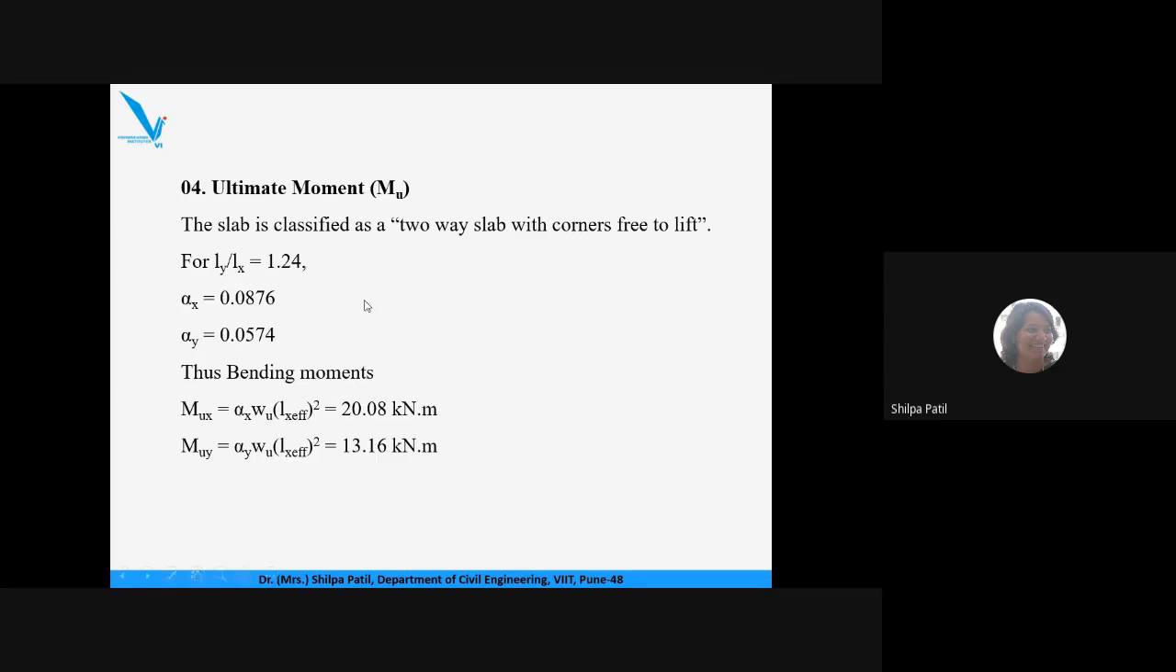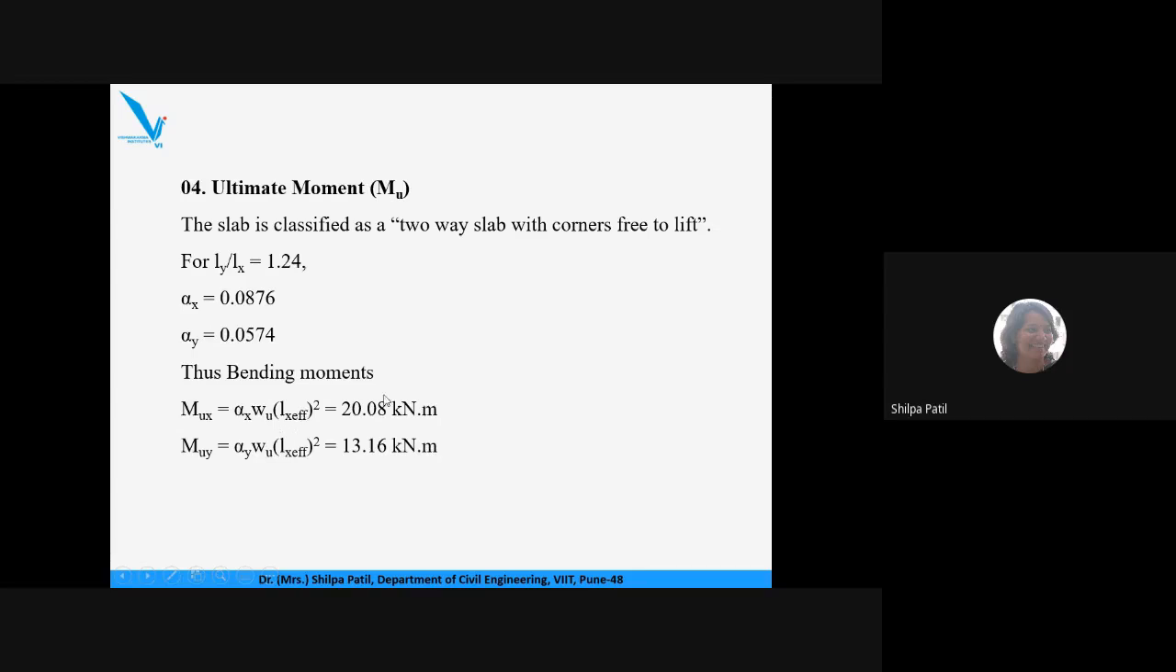So alpha x and alpha y after interpolation are coming as 0.0876 and 0.0574. These values are put in the formulas of MUX and MUY. The formula is alpha x × WU × Lx effective squared, that is the effective span along the x direction. Even for MUY, the span is to be considered along x only, because that is the formula given in IS 456. By putting these values, the moments are coming like this.